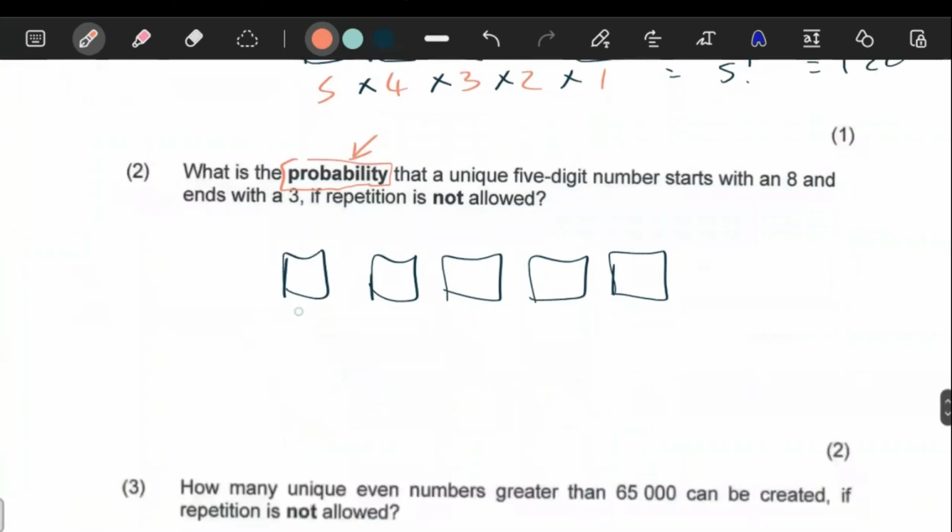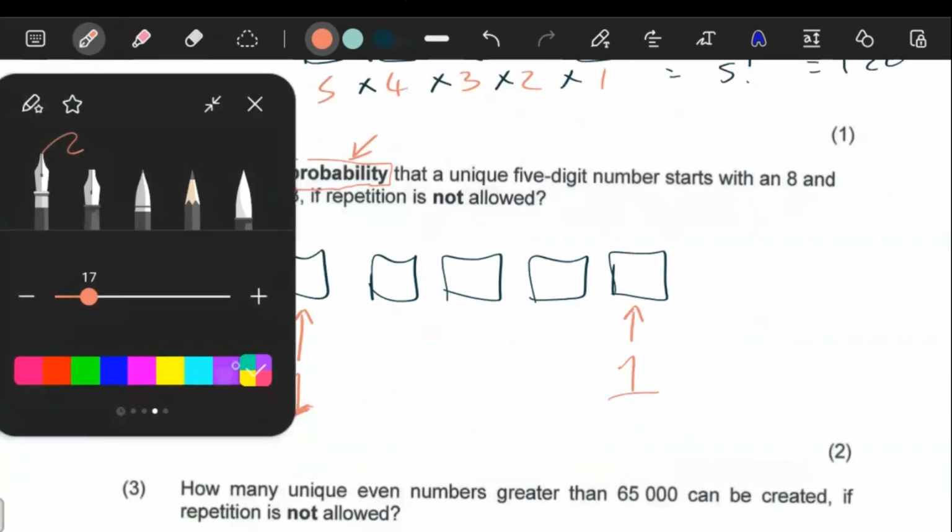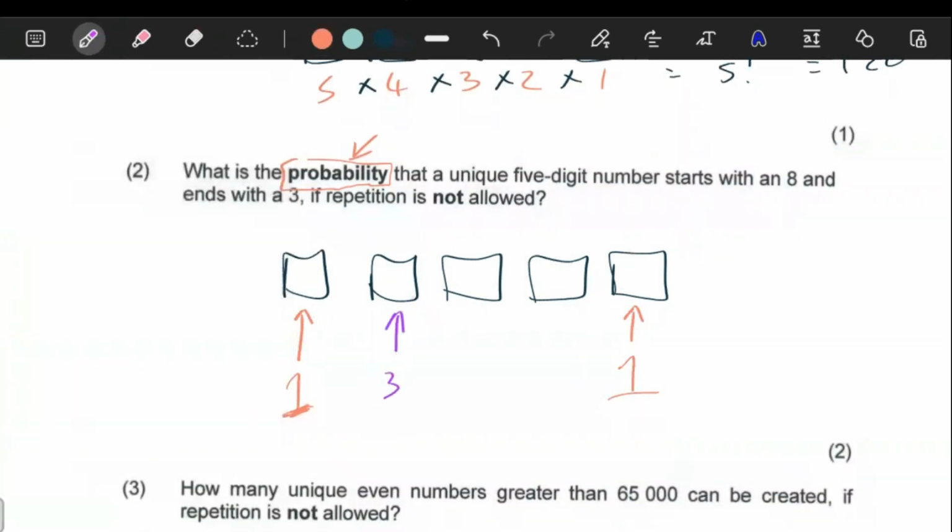So in the beginning here, if there's supposed to be an 8, it means there's obviously only one option for the front. For the back, if there's supposed to be a 3, there's only one option for the back. You have used up 2 numbers, meaning here you're only left with 3 options. So you put 1 here. Once you put 1 here, you're only left with 2 options for this one. Once you put 1 there, you're only left with 1 option for that one. So the total number of arrangements where you start with the 8 and end with the 3 is just 3 times 2 times 1, which is 6.